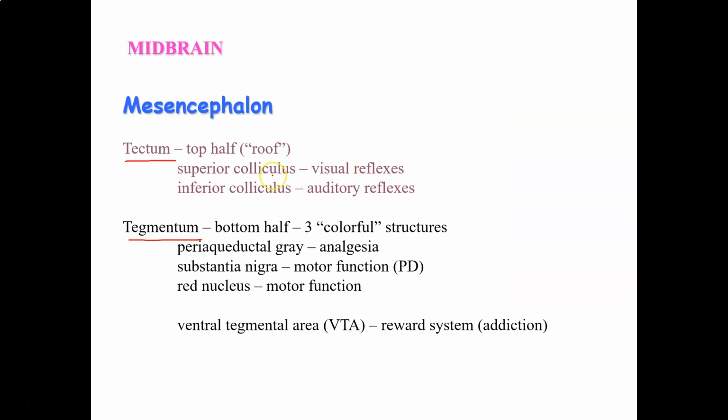The superior colliculus handles visual reflexes. What do I mean by visual reflexes? If you're looking at something, like you're watching TV, and something moves in the corner of your eye, and you shift your vision to it, you can thank the superior colliculus for that, because that's what allowed you to shift your view quickly, without even thinking about it, to whatever was catching your attention in your peripheral vision.